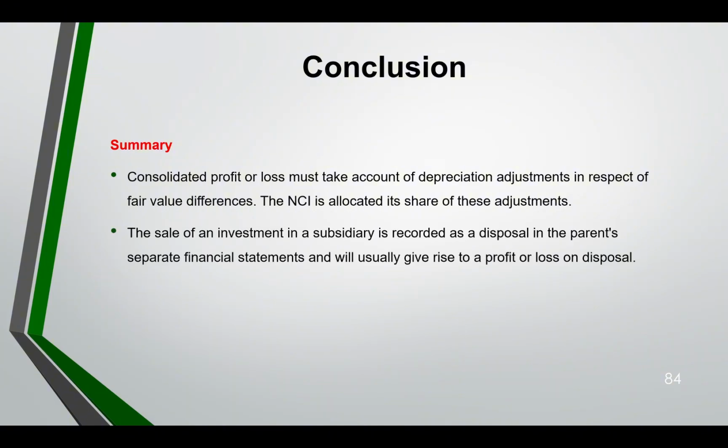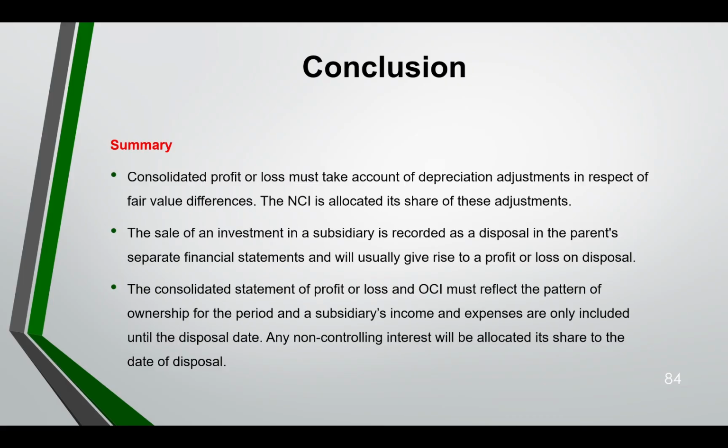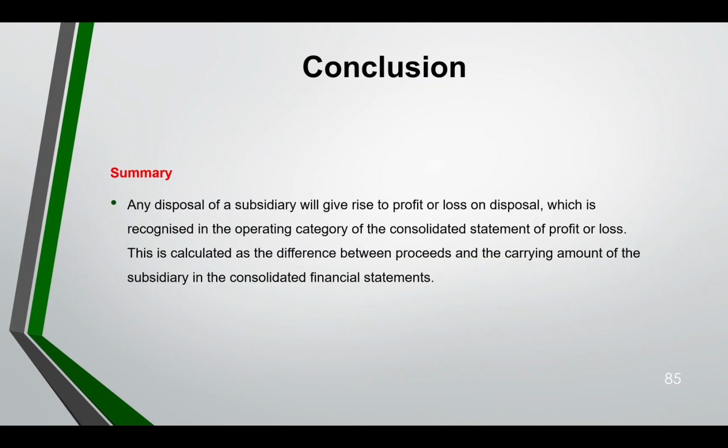Then when you are selling a subsidiary, in the parent's separate financial statements you have to calculate a profit or loss on that disposal. And in the consolidated statement of profit and loss, you have to reflect the ownership for that period. The subsidiary's income and expense you will include until the disposal date, and any NCI will have a share in that till the date of disposal. Any disposal of a subsidiary will give rise to a profit or loss. This you will recognize in the operating category in your consolidated statement of profit and loss.